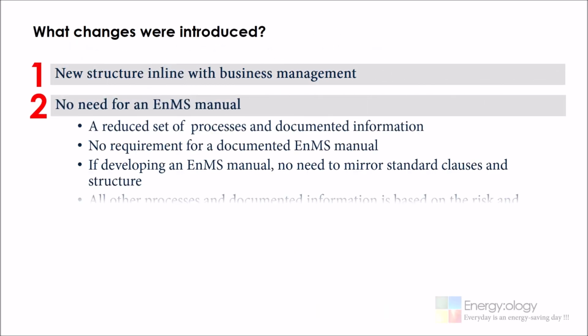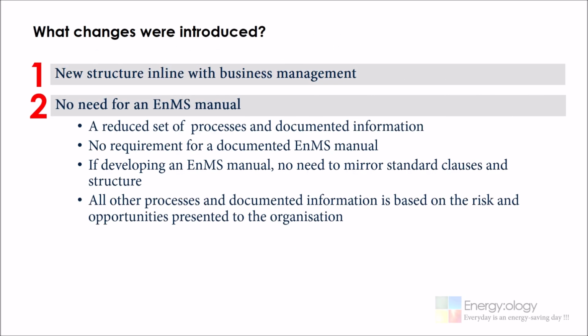The second change is that there is a reduced set of processes and documentation requirements. One of the documents that has been removed as a mandatory documentation is the Energy Management Systems Manual. However, if you are going to be using one, there's also no need to mirror the new standard clauses and the new structure. Any documented information that is not specified as mandatory is now a choice for your consideration.